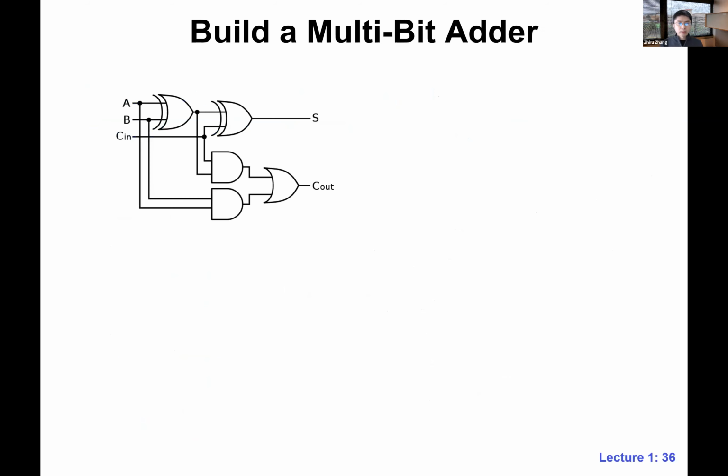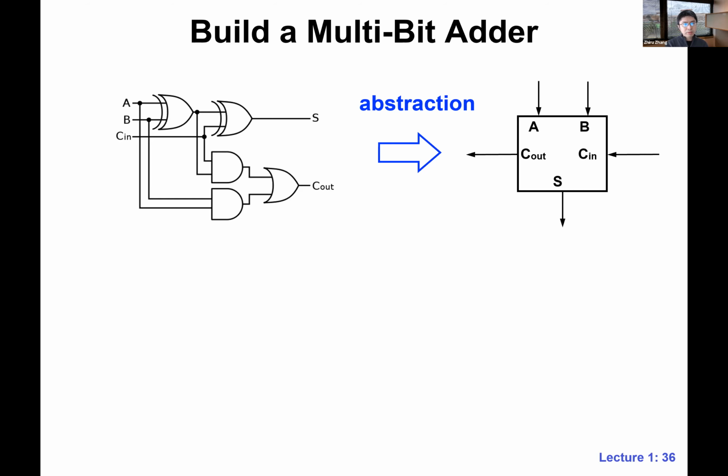I think we're almost done. If you look at this abstraction again, we just talked about gates, and we use them to build a 1-bit adder. We can actually further abstract away certain low-level details. You can just abstract this whole 1-bit adder as a black box, like this.